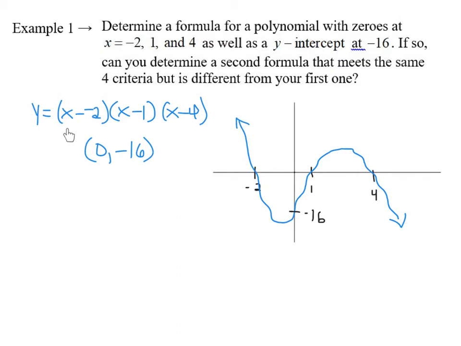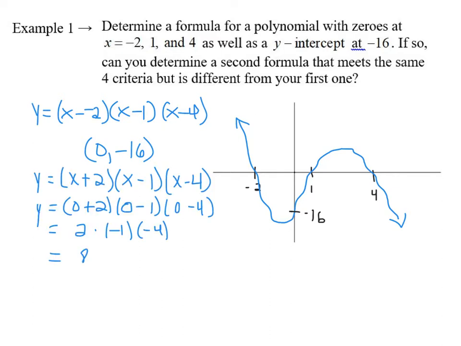Now we'd have 0 plus 2, so that'd be a 2, and then 0 minus 1, so that'd be a -1, and then 0 minus 4. So let's see, I'll write this out. I rewrote my formula, changing that x minus -2 to x plus 2. And when we plug 0 in, we can see we don't actually get -16. In fact, we get +8. So we don't quite have the correct formula.